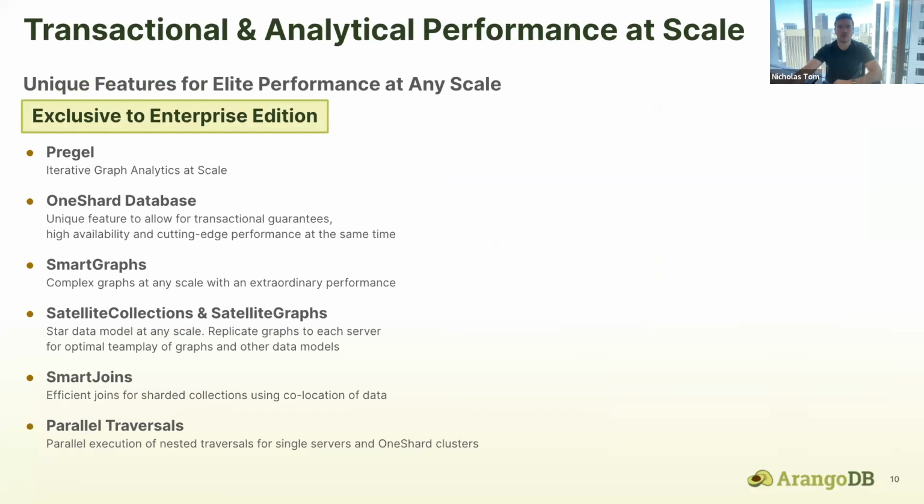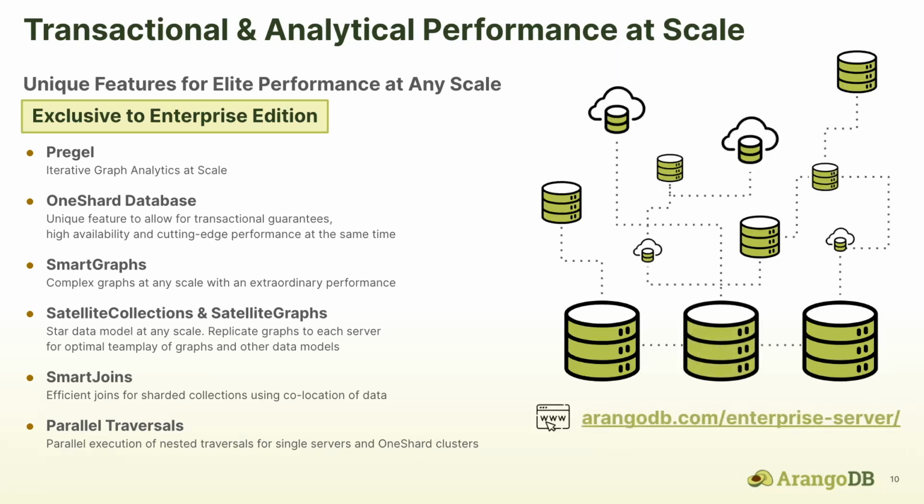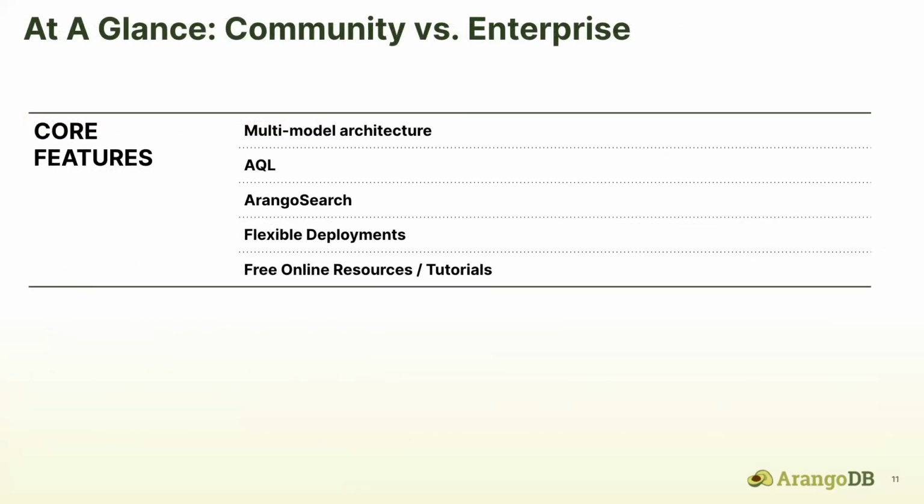Lastly, we have our unique performance at scale capabilities with ArangoDB. Now, these specific features, such as one shard, smart graphs, satellite collections, smart joins, and parallel traversals, focus on the critical areas of speed, performance, scalability, and high availability as you expand both horizontally and vertically. If you'd like to learn more about these specific features, please feel free to reach out to ArangoDB directly or visit arangodb.com/enterprise-server.